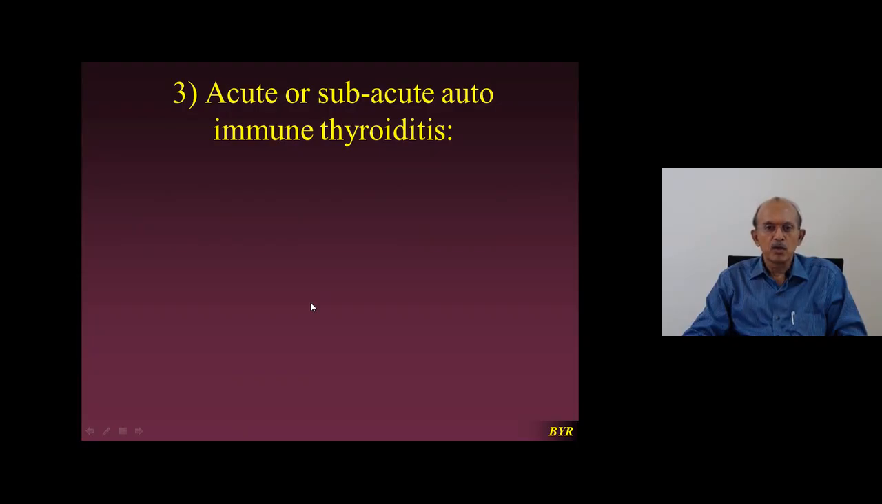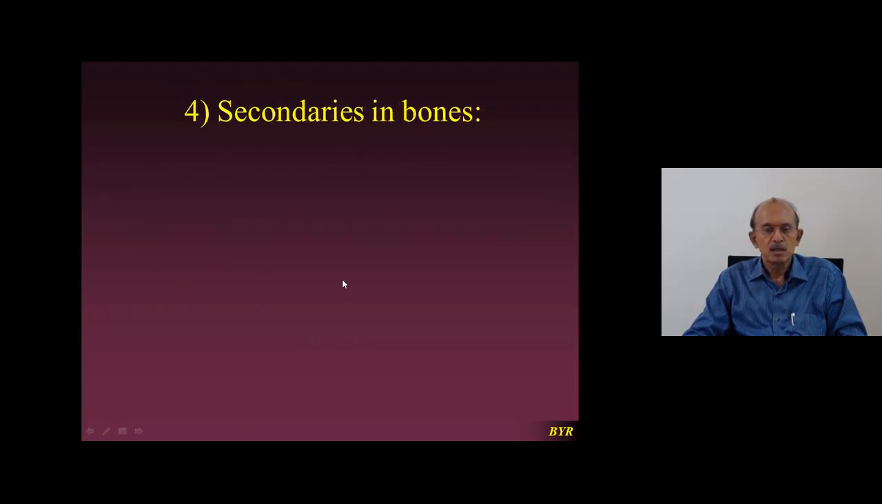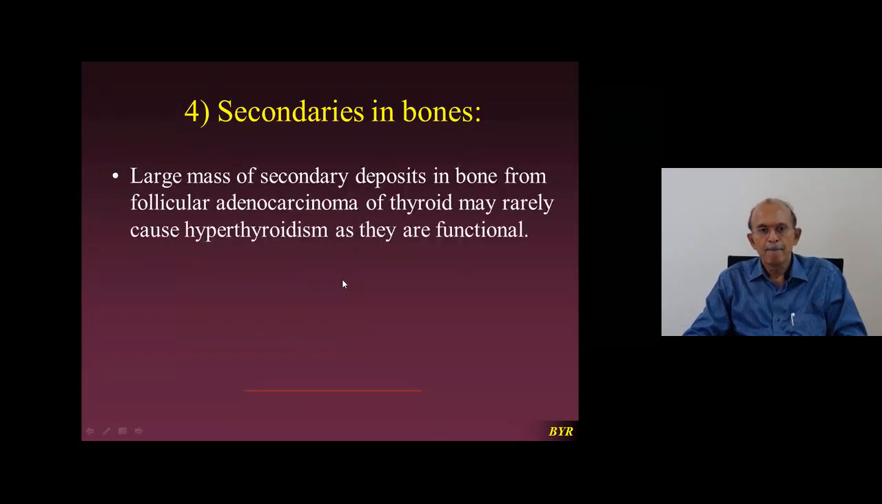Then acute or subacute autoimmune thyroiditis. In the early stages of autoimmune thyroiditis, the follicles are disrupted, liberating the thyroid hormones into the blood, causing mild hyperthyroidism. Second is in the bone. Large mass of secondary deposits in the bone from follicular adenocarcinoma of thyroid may rarely cause hyperthyroidism as they are functional. So sometimes the follicular adenocarcinoma of the thyroid may cause deposits in the bone, which can lead to hyperthyroidism.